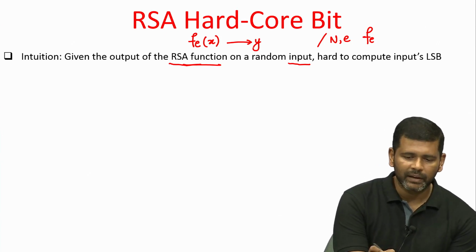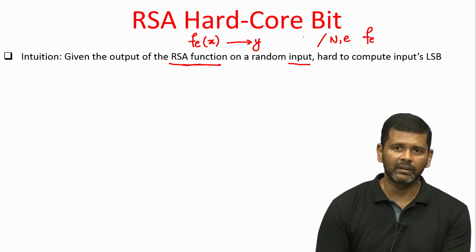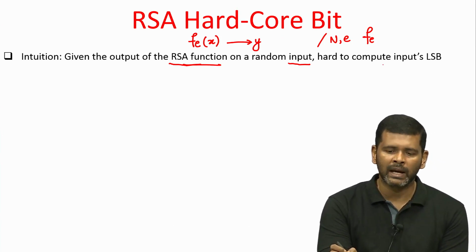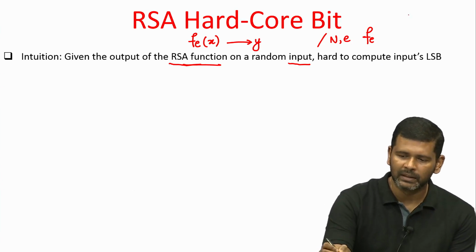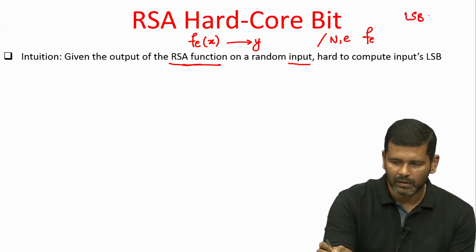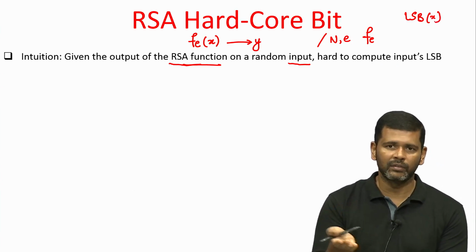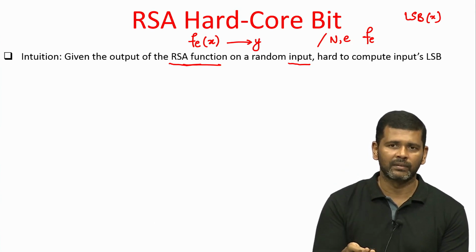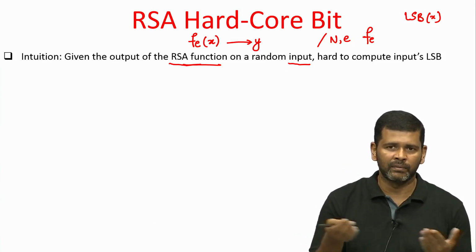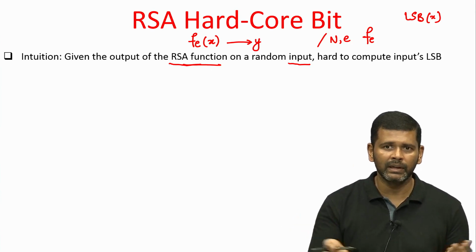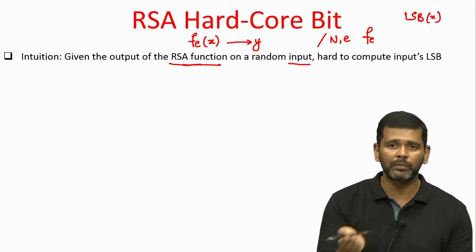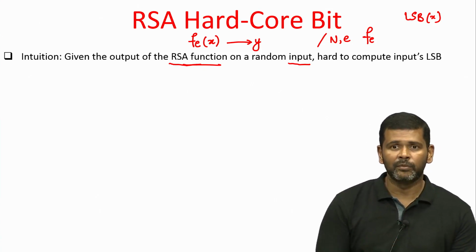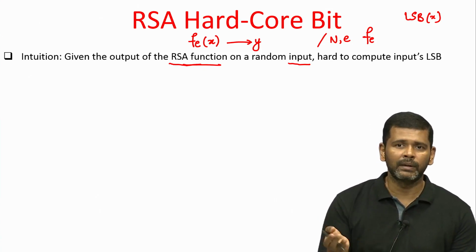We can prove that if I give you the output of the RSA function on a random input x, then in polynomial amount of time it is difficult to compute the LSB of x. Of course, you will know that the LSB of x will be either 0 or 1. So, with probability half you can always guess that the LSB of x is 0 or 1. You toss a fair coin, and whatever the coin toss gives you as output, you label it as the LSB of x, and with probability half you might be correct as well.